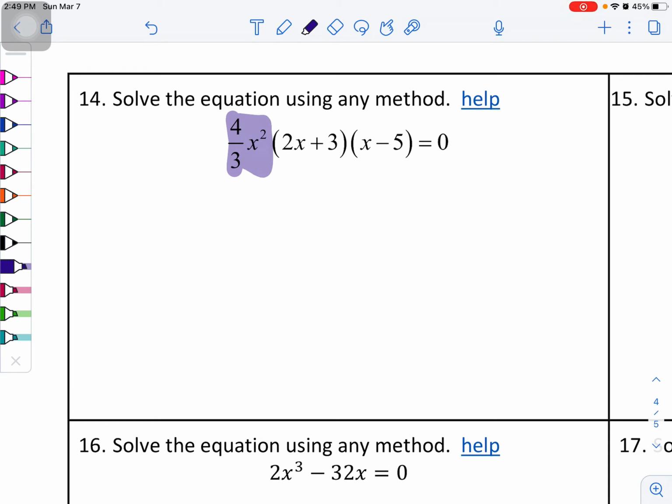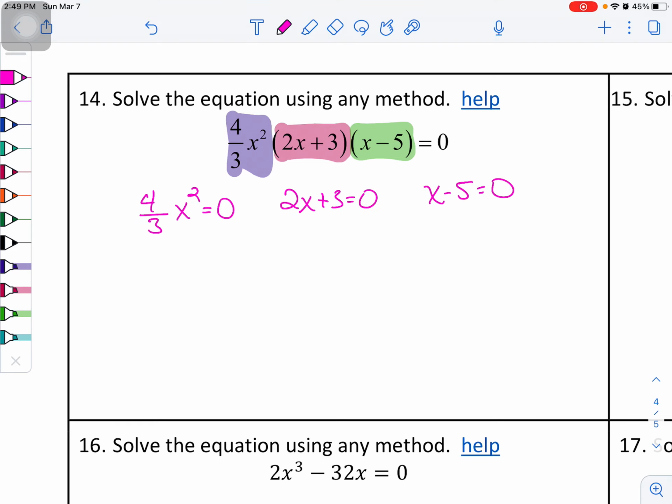Number 14 is nice because it's factored and it's already equal to 0. I love both of those. So what I'm going to do is look at setting every one of my factors equal to 0 and solving. I'm a big fan of color coding things, so by color coding it, I can set each one of these pieces equal to 0 and solve for whatever each one of these factors gives me. So in the first problem, I'm going to divide both sides by 4 over 3.